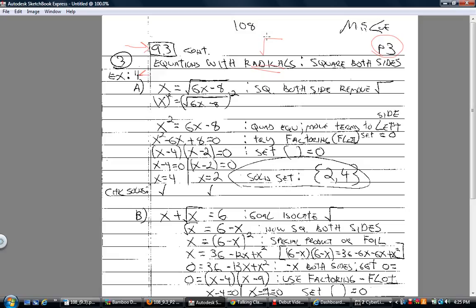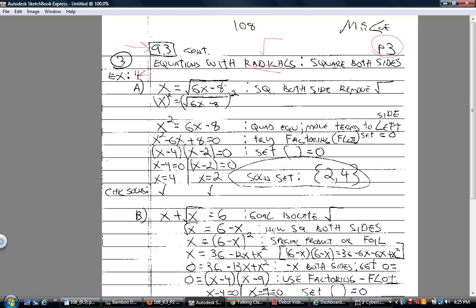And back in chapter 8 we've worked with some of these problems before, so this is not necessarily brand new, but it's a good refresher for everybody here. I look at example A and I notice x equals the square root of 6x minus 8. I see the equation, isolate the x, and it's in two places, one's underneath the radical. I've got to deal with that radical.